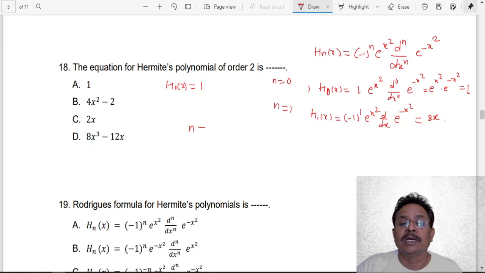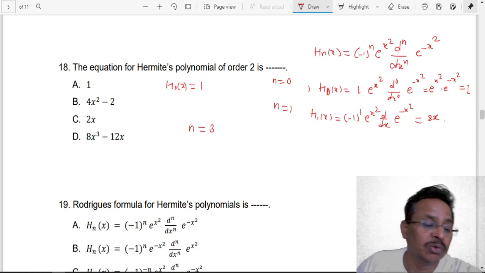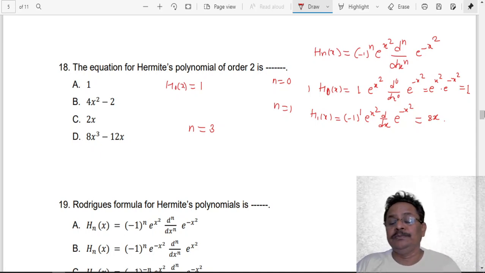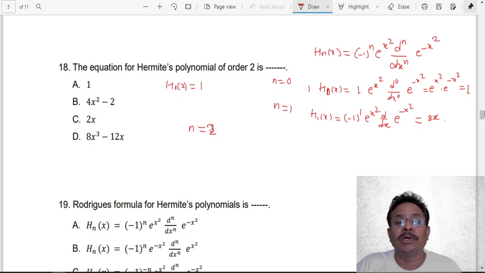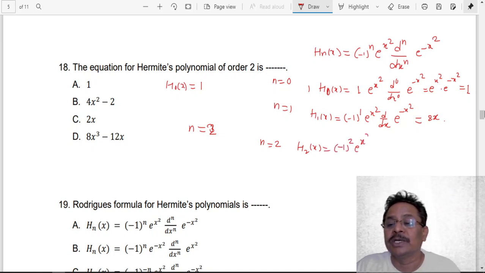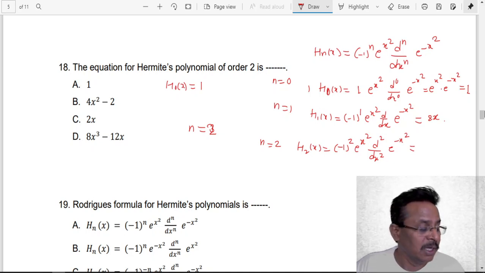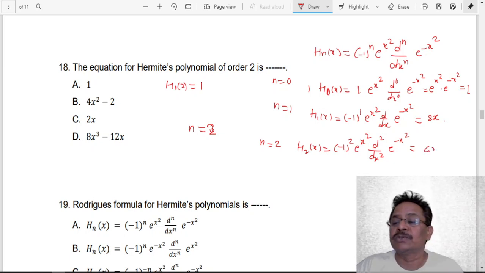On similar grounds, calculate for n is equal to 3. So when I get n is equal to 2, we want H2 of x, the Hermite polynomial of second order. So write n is equal to 2. Therefore H2 of x is equal to minus 1 raised to 2, which is plus 1, into e raised to x square, now d square upon dx square into e raised to minus x square. Go for this entire calculation. The second derivative of this is e raised to minus x square. Getting all these things, you will get the final answer, simply 4x square minus 2.